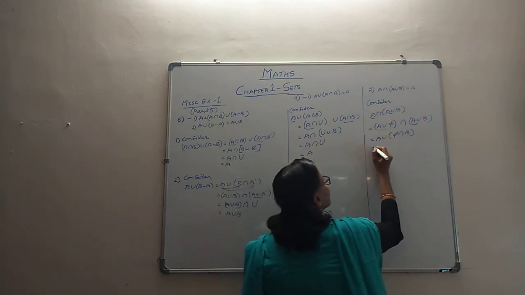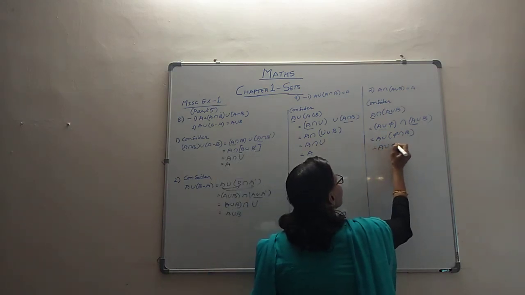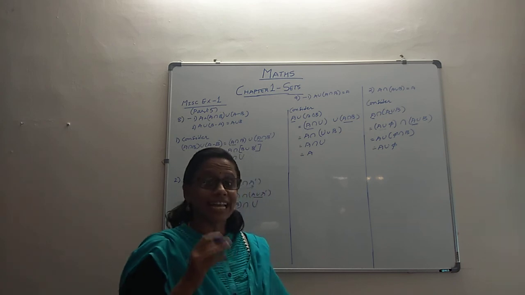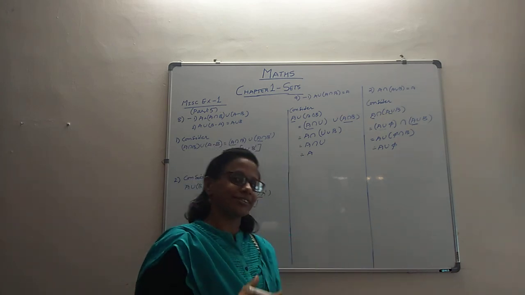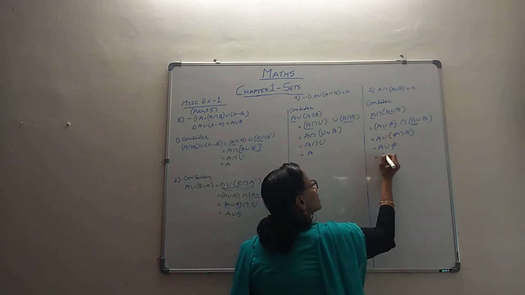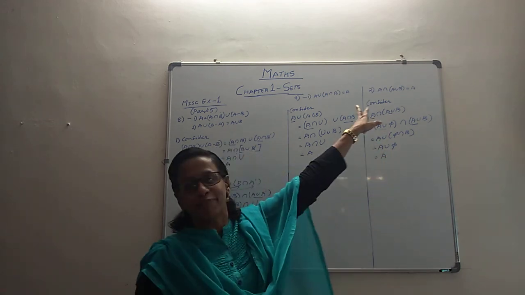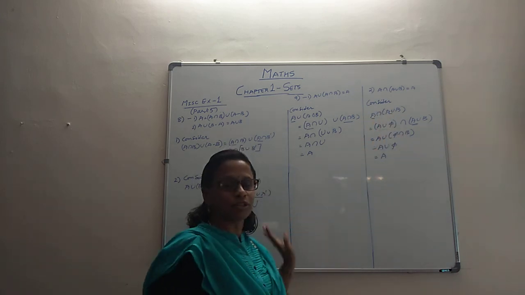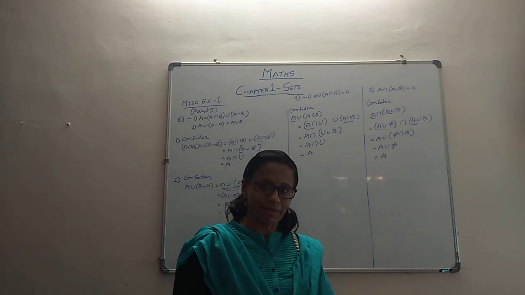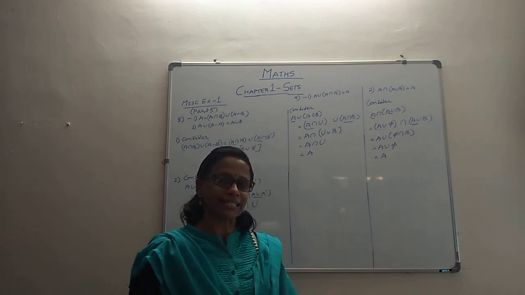So what will happen? You get A union empty set, or the null set. And in A union the null set, because A is a bigger set as compared to the null set, the end result is going to be A. That is how we have proved that result: A intersection A union B equal to A. That is about question number 8 and 9. The remaining questions we are taking up in the next part.